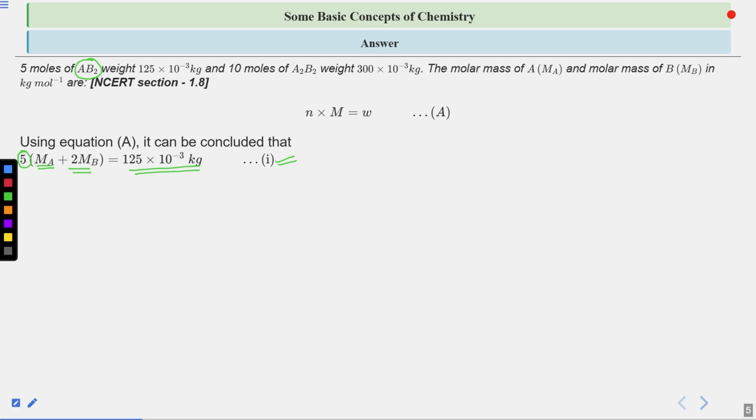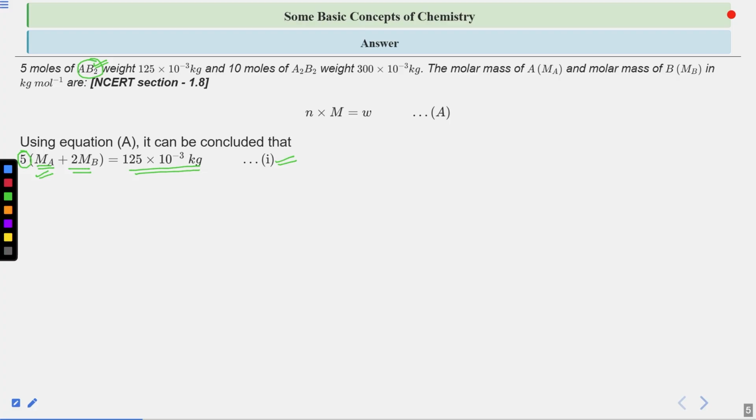So I'm again repeating the whole thing. It's very easy to understand, just listen very carefully. Suppose we have a compound AB2. Then what will be the molar mass of AB2? It will be the molar mass of A plus 2 multiplied by the molar mass of B. Now it is written in the question that if we take 5 moles of this AB2 compound, then it will have a weight of 125 into 10 to the power minus 3 kg.